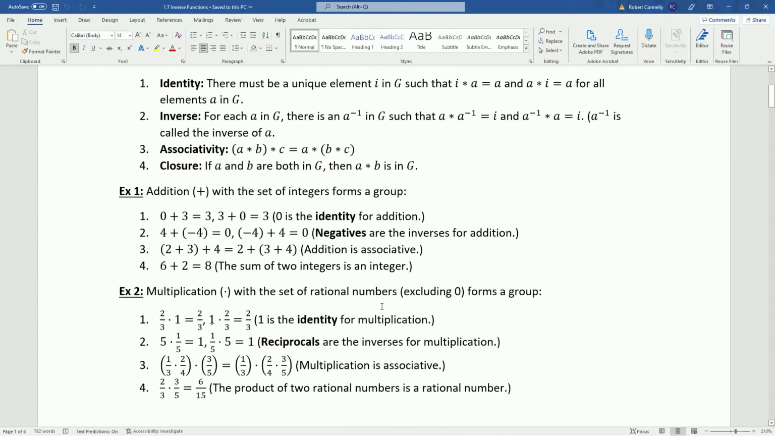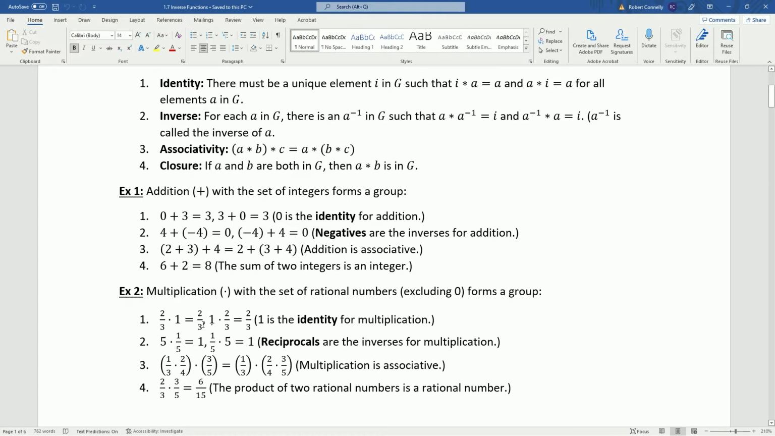All right, multiplication also forms a group. In particular, multiplication forms a group with the set of rational numbers, that's fractions whose numerator and denominator are integers, excluding the number 0. So we'll look at why we have to exclude 0 momentarily.